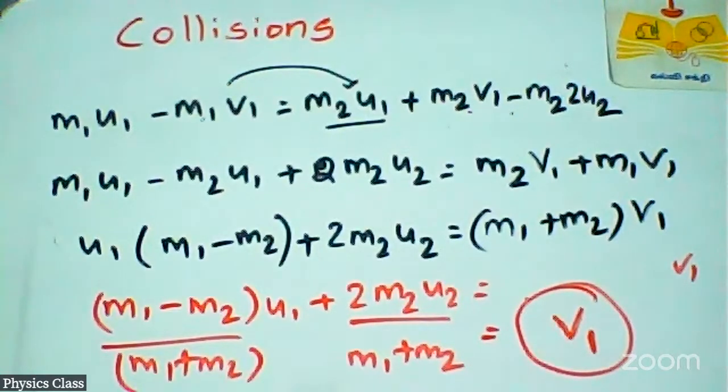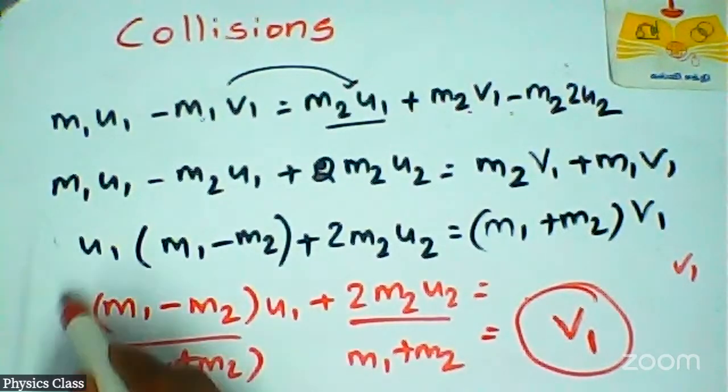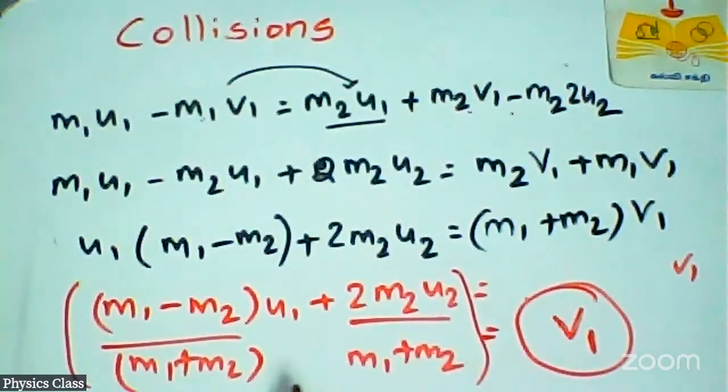So to find the final velocity of the first object, there is this equation. In this equation, you can see there is no unknown quantity, only known quantities. That is the only type of equation we calculate. There is no v2 because v2 is unknown. But u1 is a known quantity, the velocity before collision, u2 is known, m1, m2 are known.